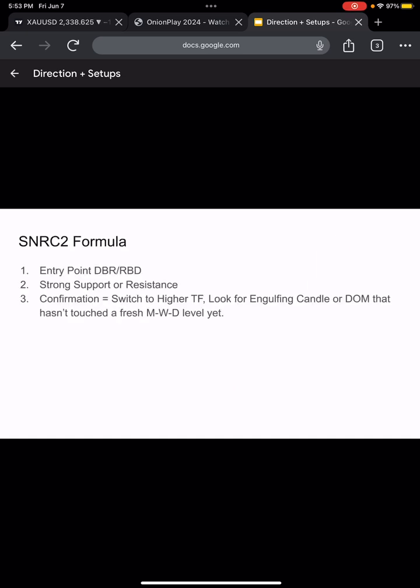So the other formula is SNRC2. This time the entry point is in the drop-based rally or rally-based drop, plus the strong support or resistance. Again, switch time frames to look for the engulfing or double Mariposa, and that price isn't bouncing off of a monthly, weekly, daily level yet, right?